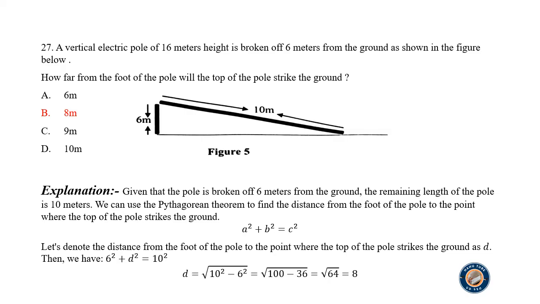Let's denote the distance from the foot of the pole to the point where the top of the pole strikes the ground as D. Then we have 6 square plus D square equal to 10 square. So D is equal to the square root of 10 square minus 6 square, which is equal to the square root of 100 minus 36, which equals the square root of 64, which is 8.